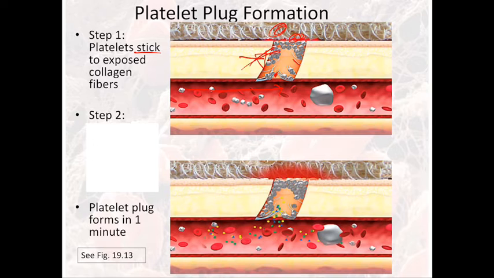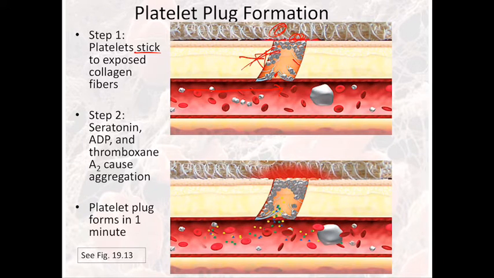We see that here. Step two is all the same chemicals we just talked about are released. That causes aggregation. So we see lots and lots of platelets come into the area. We see quite a few there, but even more here. So it causes them to aggregate, and then this eventually causes the platelet plug to form in about a minute.